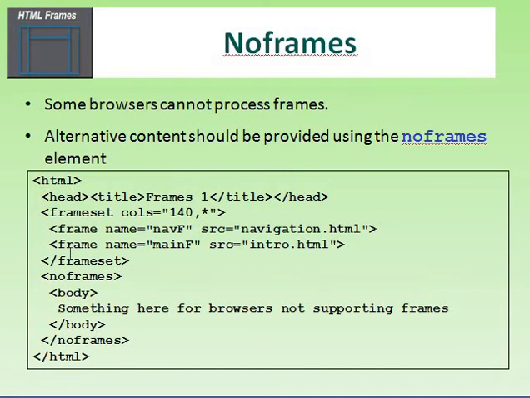For specifying the alternative message, we have a tag called noframes. The noframes tag is started, then we start a body, then it contains a text value, something here for browsers not supporting frames. Body is closed, noframes is closed, HTML is closed. If we execute this HTML page and our browser does not support the frame or frameset tag, the noframes tag will work. That means the body of the web page will contain the text mentioned here.